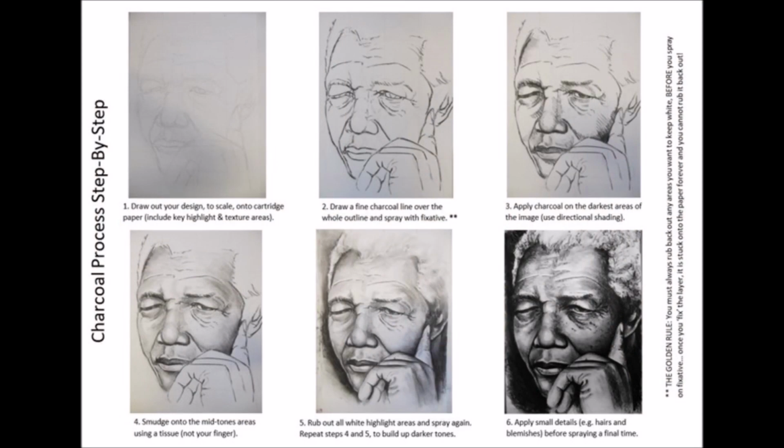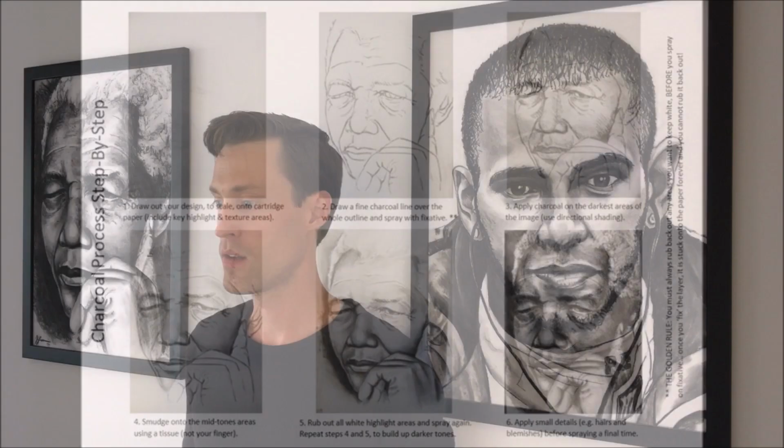This is the charcoal process that we're going to be working to today, starting from an outline to applying layers of tone using charcoal and finally completing it with a background. You can see this slide at the end of the video. Now I'm going to show you the full tonal charcoal process.